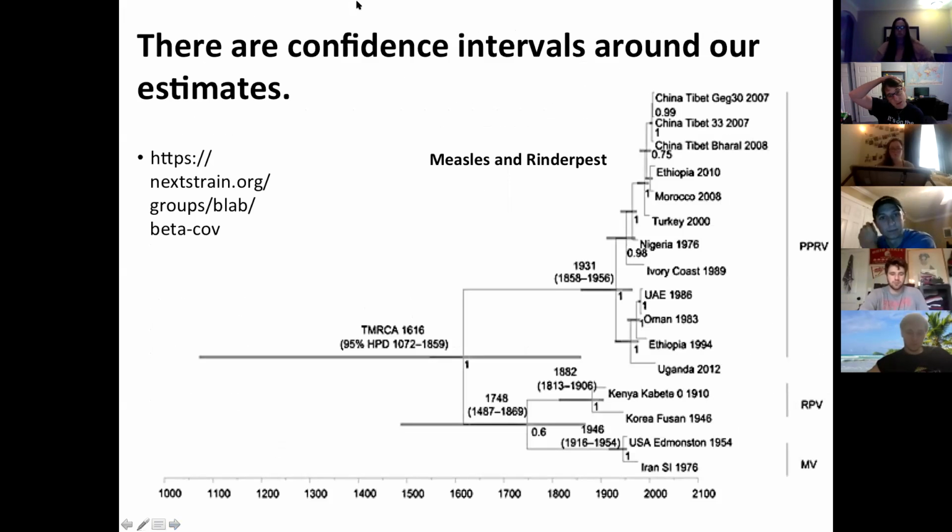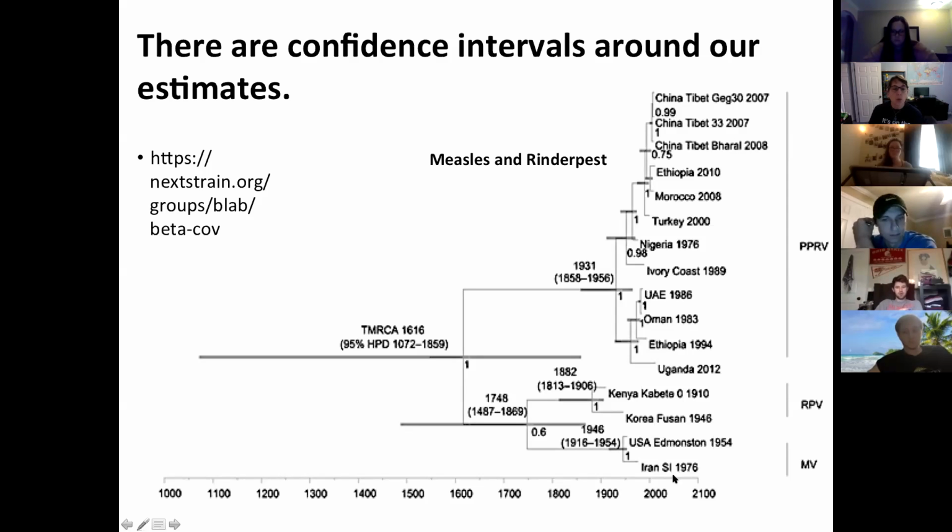Whether you know this or not, measles is a virus that has a mammal cousin called rinderpest that causes disease in livestock. This one is showing you viral outbreaks of rinderpest, RPV, measles virus, MV, and another related rinderpest-like virus. And what you can see down in the bottom is that this human outbreak, the USA 1950 and Iran 1970, originated back in the 1940s, with confidence intervals around it from 1916 to 1954. You guys see that?